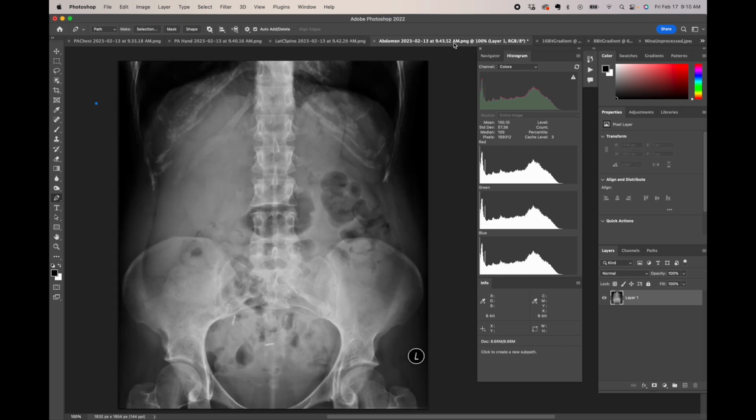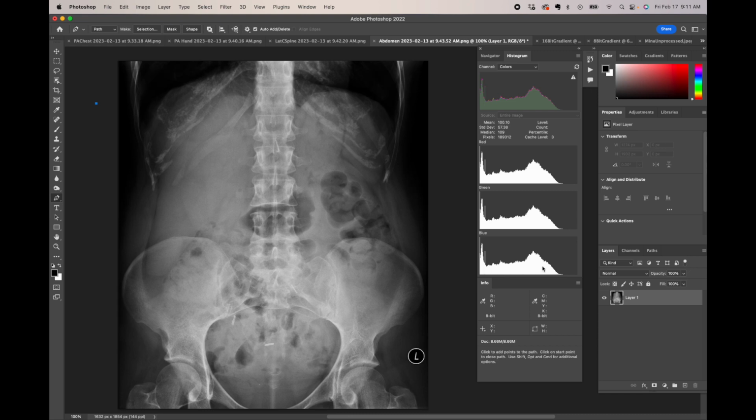So the final image I have is of an abdomen. Again, very much a long scale image, boring to look at, but the histogram on this one does show something of value, and that's that you see a good bit of the data is going off the left side of the histogram. And generally, with a histogram, that indicates that the image is too dark.